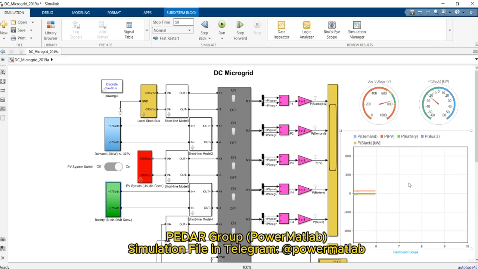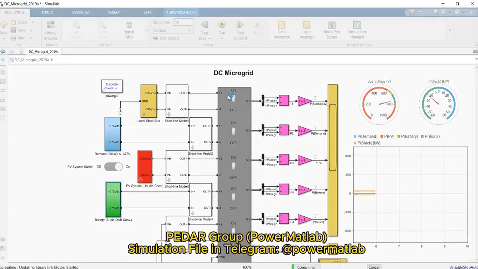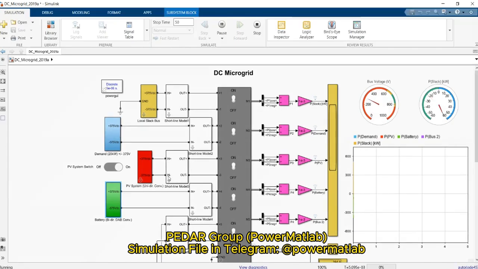For example, when you run the simulation file, the slack bus is on in the system, demand is on in the system, and another component of the system is connected to the system. You can see the different states of each component, also the online output power of the system, as you can see here.